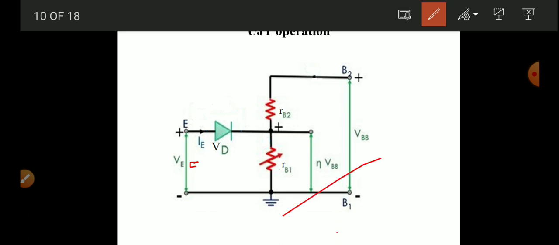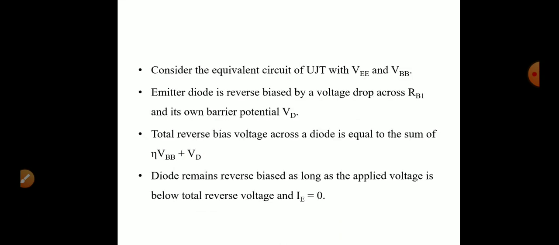So let us move to the operation of a UJT. To explain the operation of a UJT, we have to apply the external voltages VEE and VBB. VEE is the external voltage applied at the emitter terminal and VBB is the voltage applied across the terminals B2 and B1. The emitter diode is reverse biased by the voltage drop across RB1 and its own barrier potential VD.